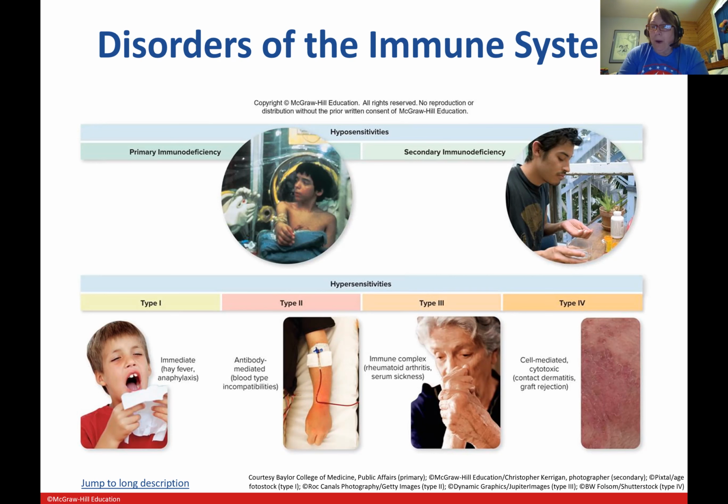And type 4 tends to be more long-term, and that tends to be cell-mediated. So here's where the T cells are getting involved and killing something that we don't want it to kill. And so contact dermatitis would be a less severe example of that. It's very uncomfortable, but generally speaking, you don't die from contact dermatitis, whereas graft rejection, you possibly could. So it can indeed be very severe.